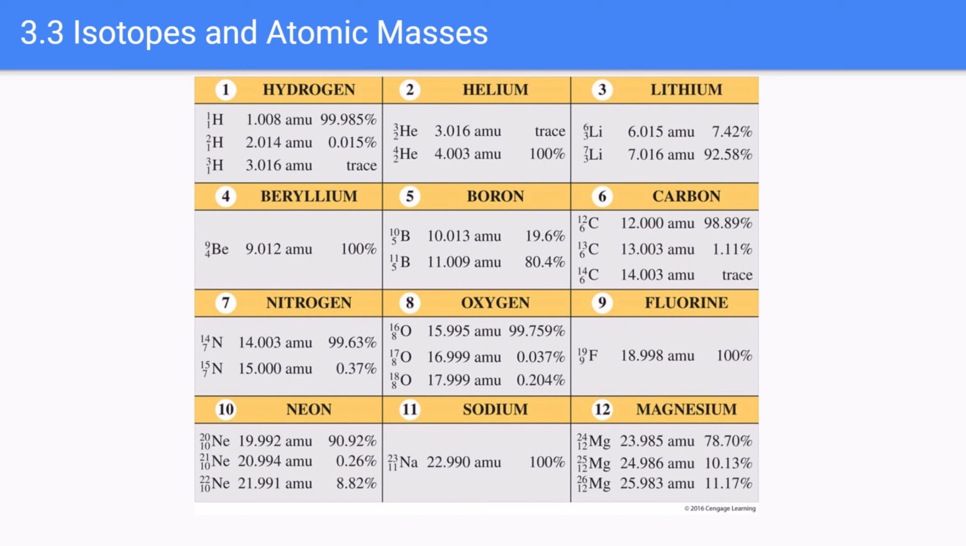99.985% of all hydrogen is that first isotope where we just have 1 proton and no neutrons. And then you have a second and third isotope below. Most of helium is helium-4. That is that there are 2 protons and 2 neutrons.